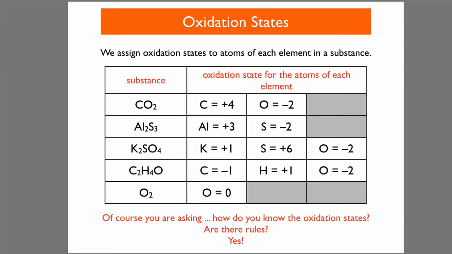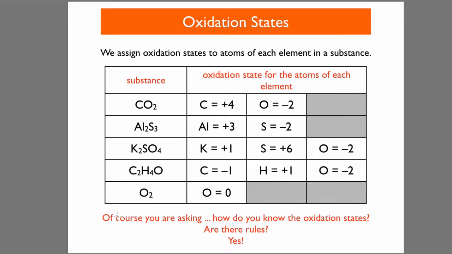We assign oxidation states to atoms of each element in a substance. You can see here a bunch of substances. We've got carbon dioxide, aluminium sulfide, potassium sulfate. We've got ethanol and oxygen. And here you've got all these oxidation states. Carbon in carbon dioxide is +4, oxygen is -2. If we look at the potassium sulfate, the potassium is +1, the sulfur is +6, the oxygen is -2, etc.